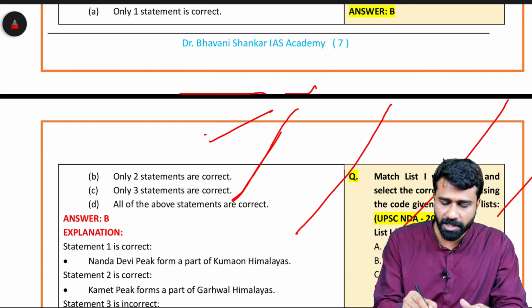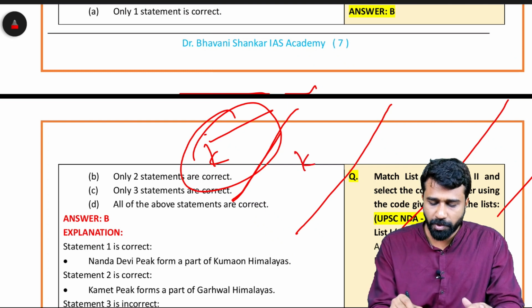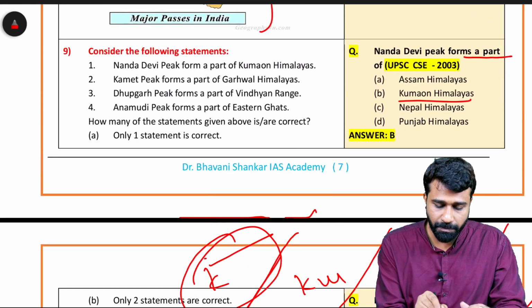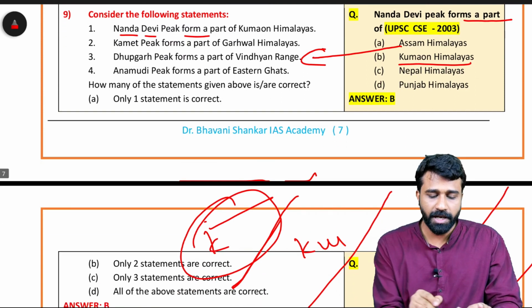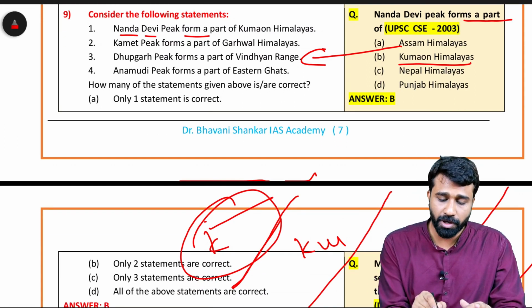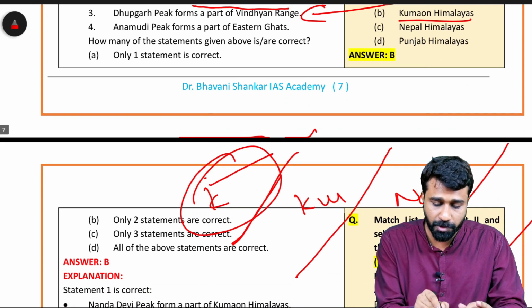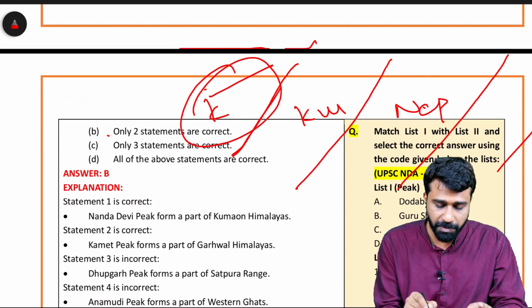So, this is the Kashmir Himalayan part, for example, this is the Kumaon part, and finally this is the Nepal part, right. This is about arrangement. And with respect to these Himalayas, the Kumaon Himalayas locate Nanda Devi peak, that is true because it was asked in CAPF in 2003, we have taken that statement. And Comet peak forms a part of Garhwal Himalayas, Dhubgarh peak forms part of Indian ranges, and Anaimudi peak forms part of Eastern Ghats, which is also wrong, and therefore only two statements are correct.